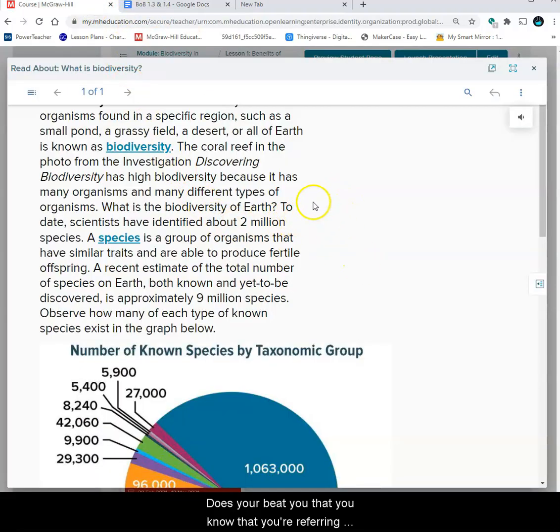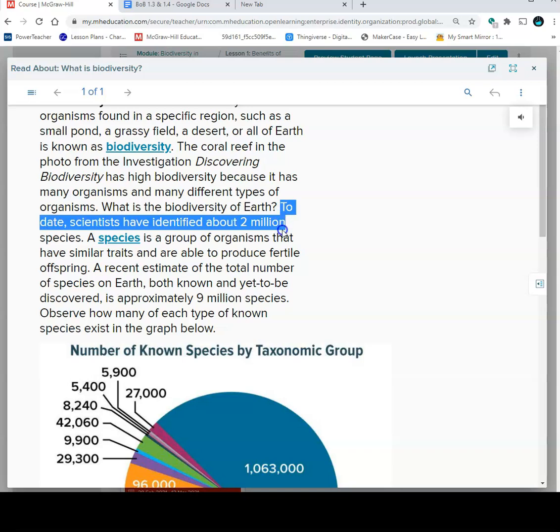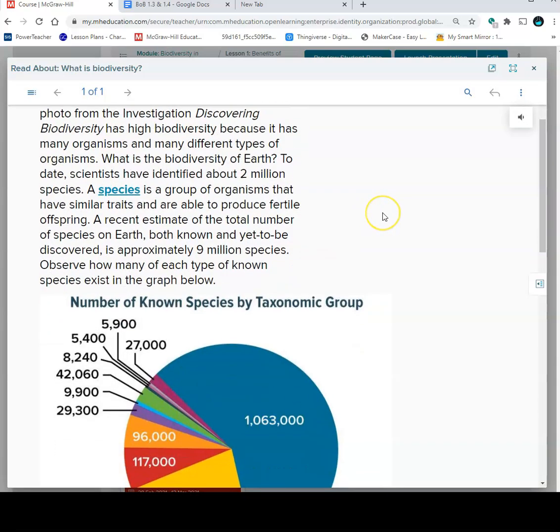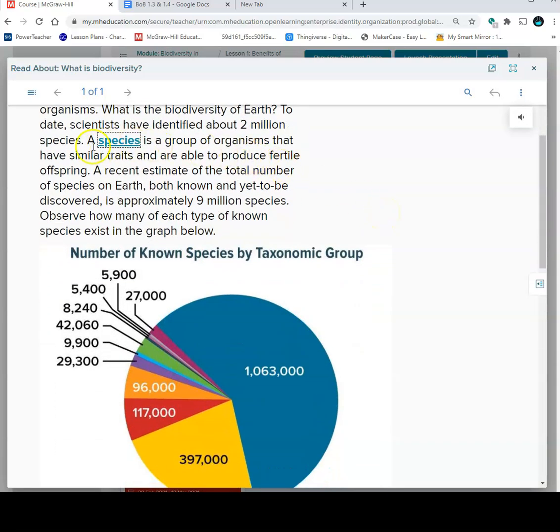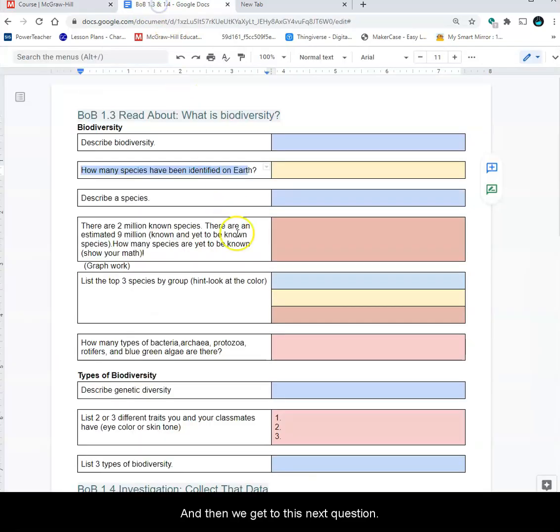So as you read through that, you know that you're reading for information, trying to find something about a number because it says how many. And then when we get to this next question, it's a little bit more of a word problem, math problem.